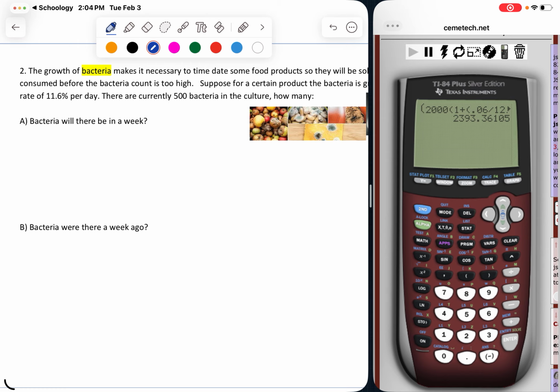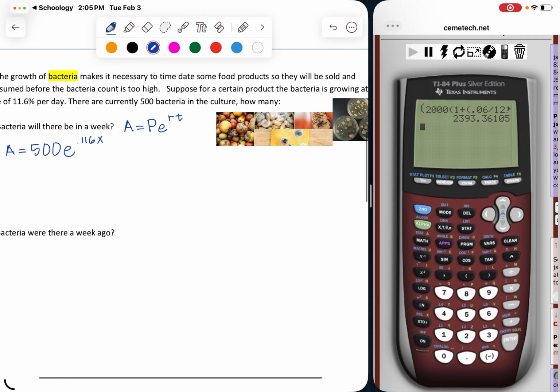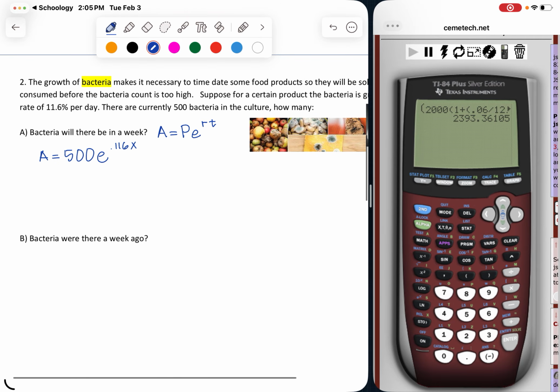So once again, we're going to use PERT. A equals P, which is your initial amount, times E, which is Euler's number. That's going to be our base there, to the rate times time. Okay, so that's what we're going to be using. So we're looking for how many bacteria are there. The initial amount is 500 times E to the, and then we need the rate, which is 11.6% written as a decimal. That's 0.116 times the time. So how many will there be in a week?